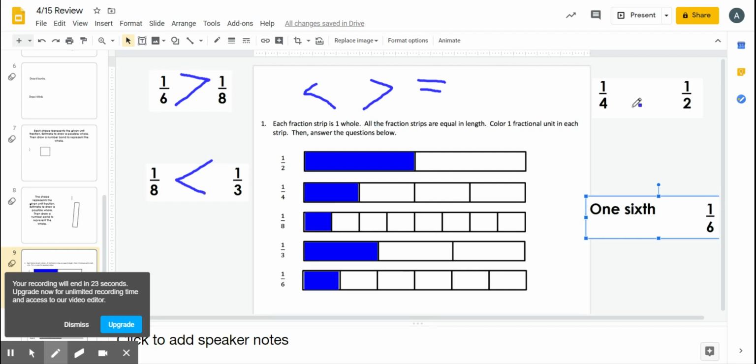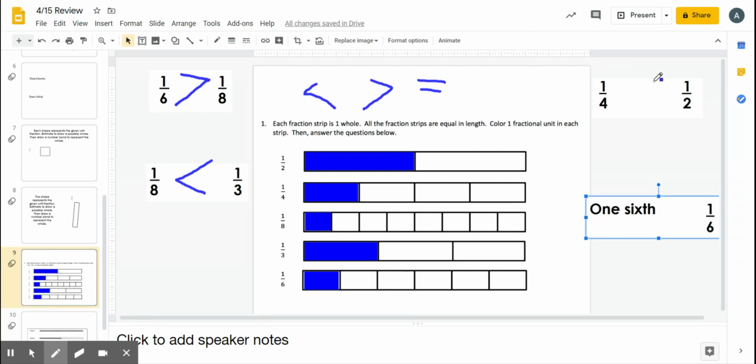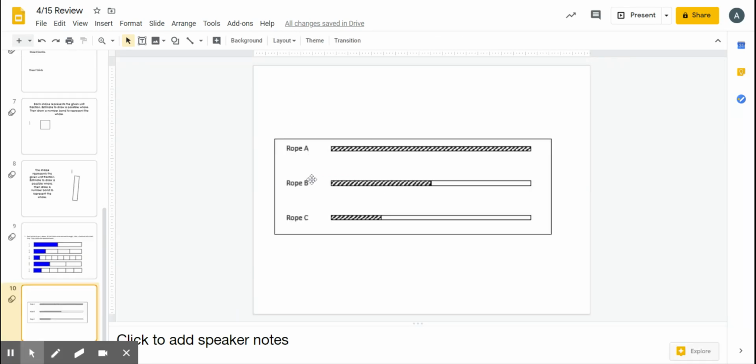Now moving over here, we see that 1/4 is a lot smaller than 1/2, so 1/2 is greater. And then around here, we see that 1/6 and 1/6 is the same thing, so they're equal to. Now, looking at rope A, rope B, and rope C, they all are equal to 1 whole.